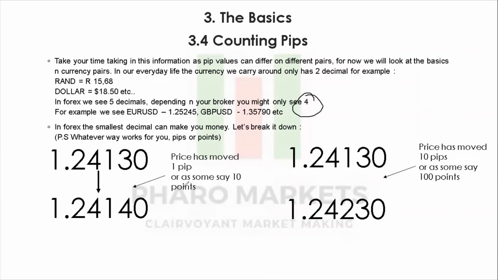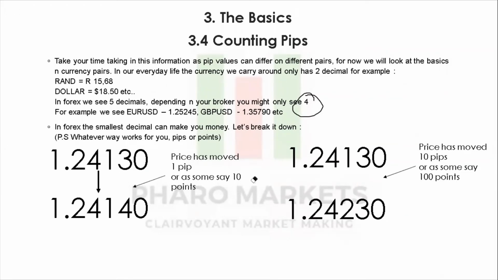Now say your broker only has 4 decimals. As you can see, if price moves from 1.2413 to 1.2414, price moved 1 pip. Or you can say that price has moved 10 points if you have a broker with 5 decimals.